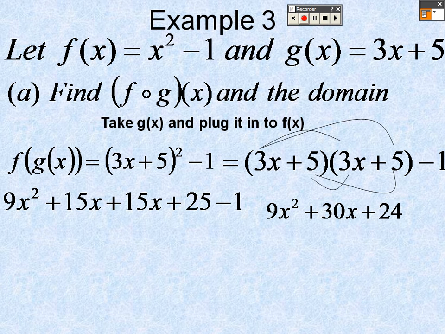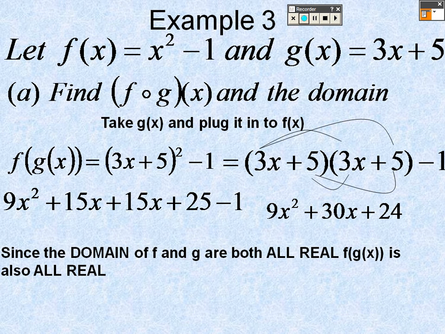Since the domain of each of those is like that, when they overlap, the domain is also going to be from negative infinity to infinity. Since the domain of f and g are all real numbers, that's why the domain of this is also all real numbers.